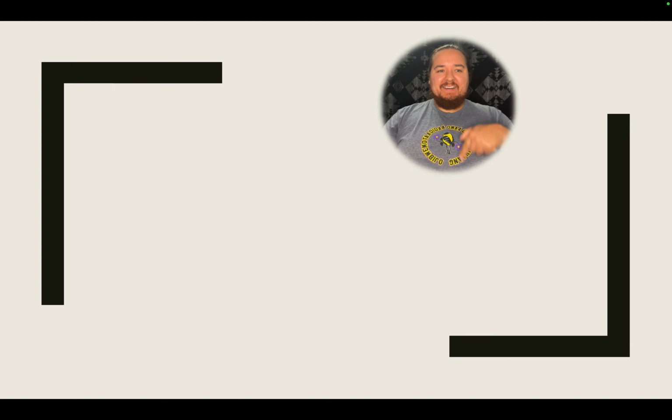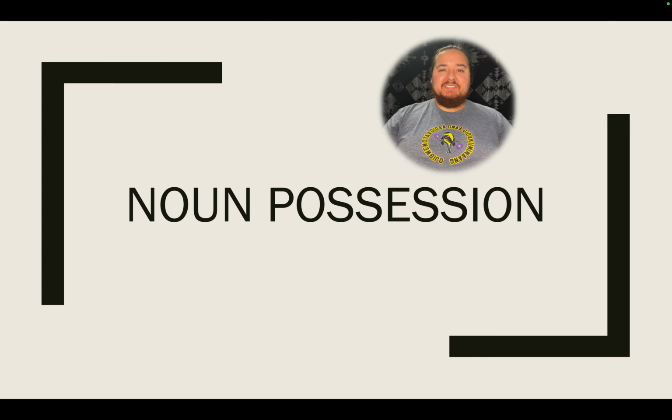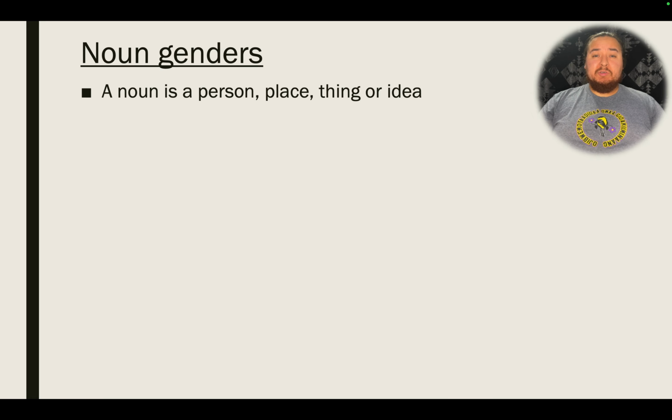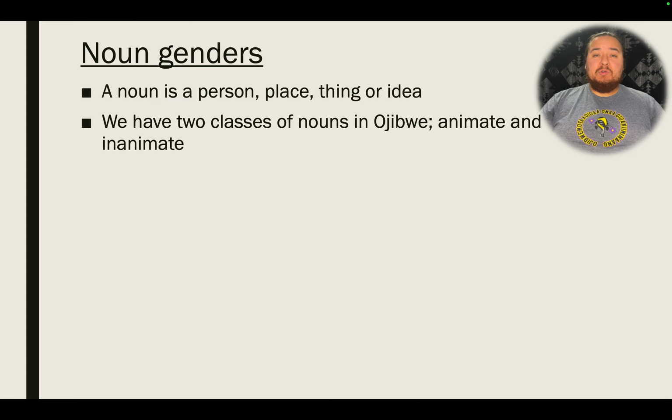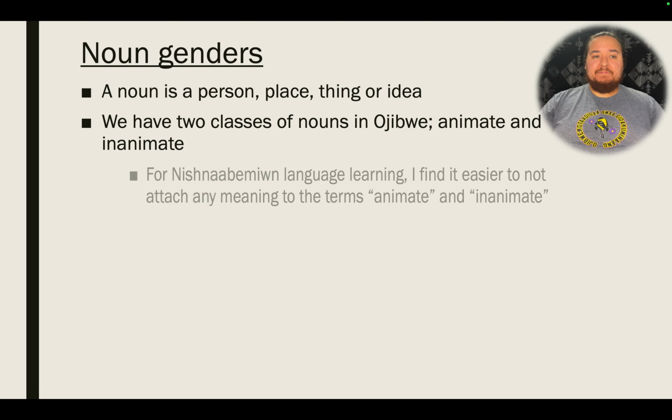And so today's lesson is on noun possession. So we're expressing ownership. So first off, we should cover some noun genders. So a noun is a person, place, thing, or idea. Some might say quality. So we have two classes of nouns in Ojibwe, animate and inanimate.